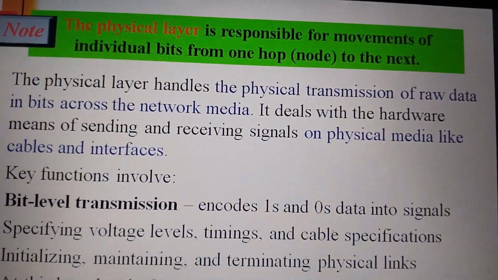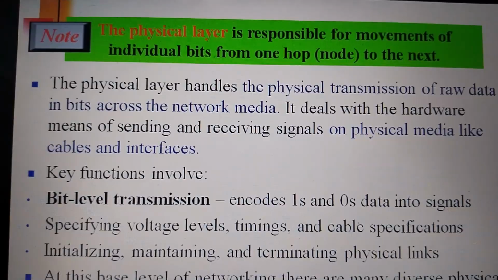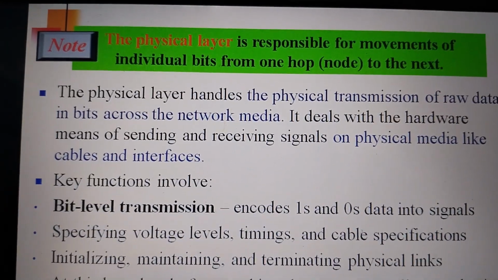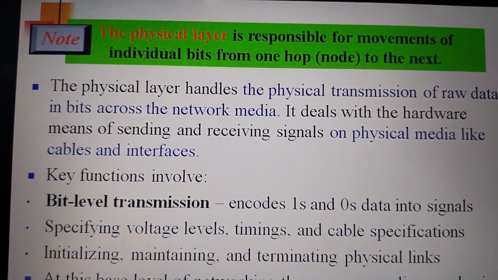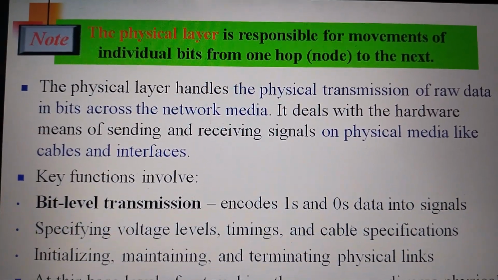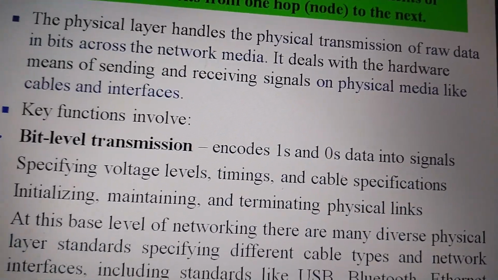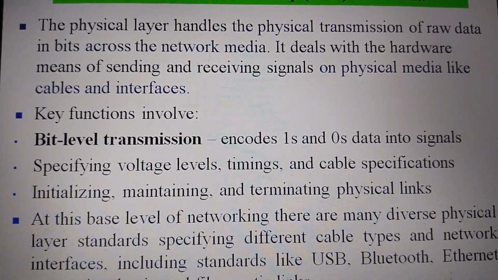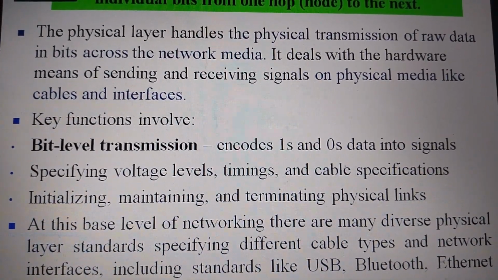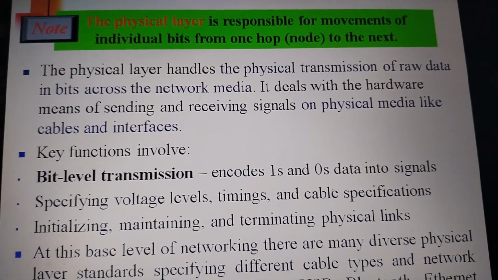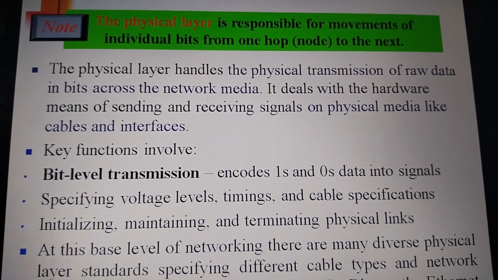Okay, the physical layer handles the physical transmission of the raw data bits across the network media. Network media means what? Physical media or transmission media. It deals with hardware, meaning sending and receiving signals on physical media like cables and interfaces. Why? Because the physical layer is directly interconnected with the physical medium, so it directly accesses the physical medium.